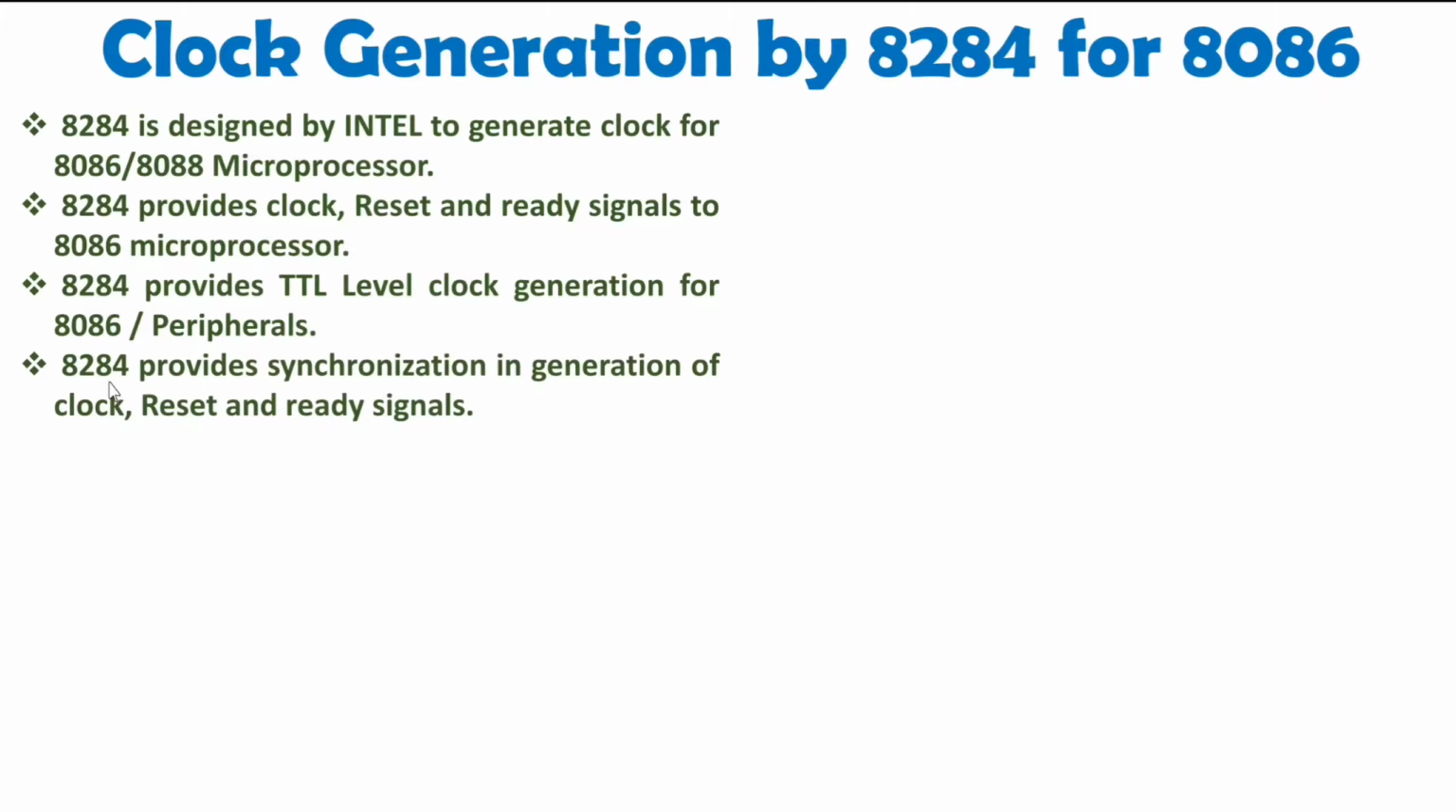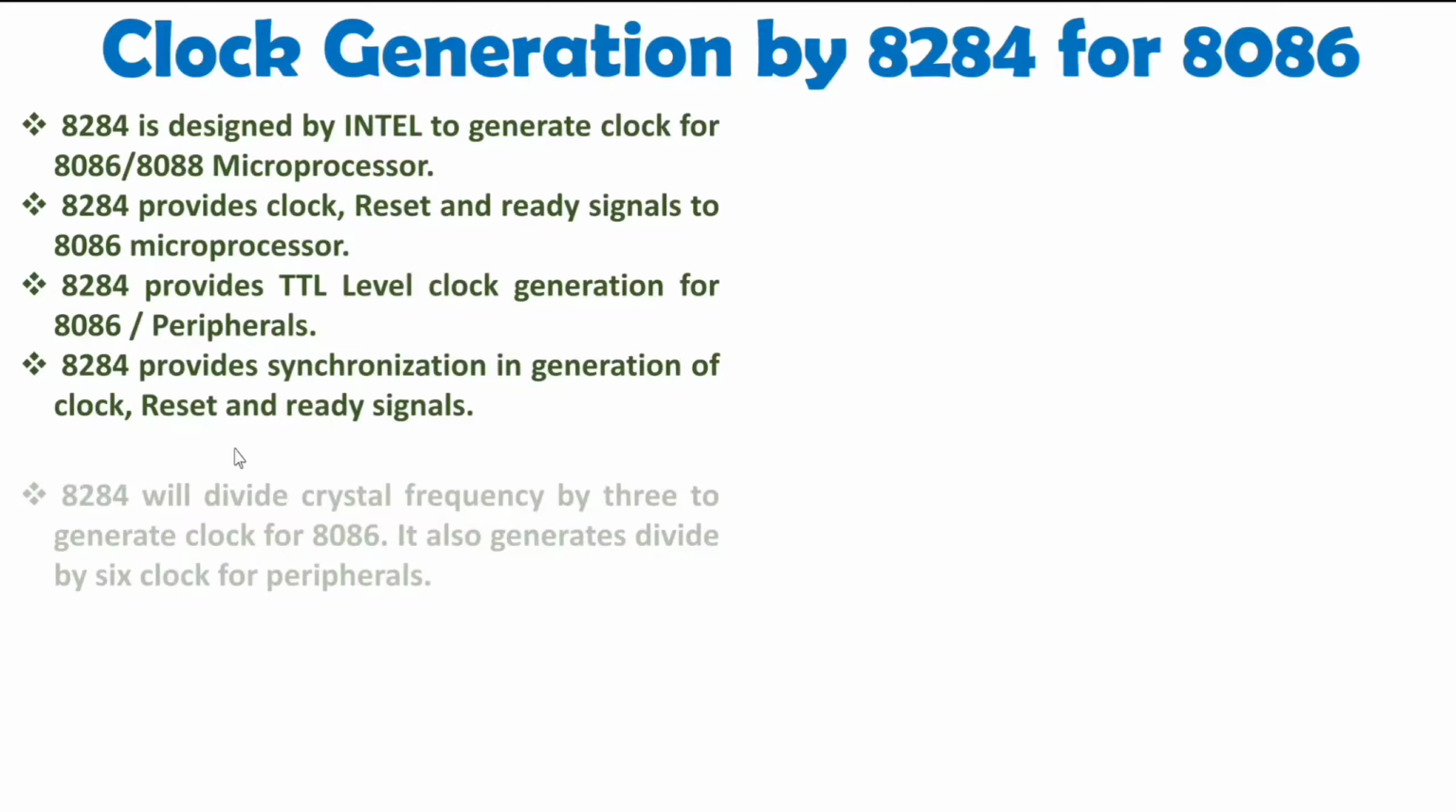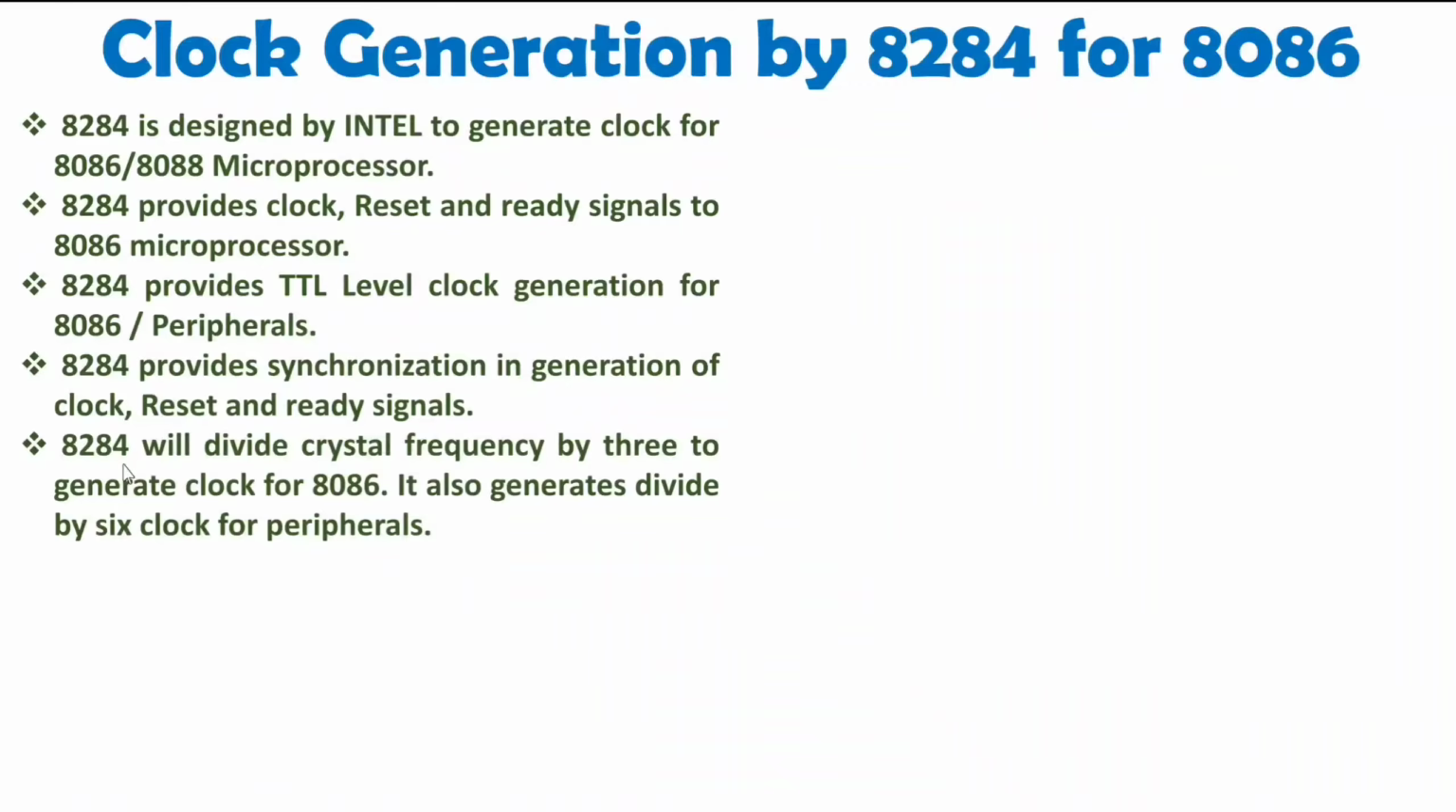Here, my dear students, 8284 provides synchronization in generation of the clock, reset and ready signal. All those things we will see with interfacing, so that at that time you will have a clearer idea. Here 8284 will divide the crystal frequency by 3 to generate the clock for 8086, and it also generates a clock with frequency divided by 6 for peripherals.